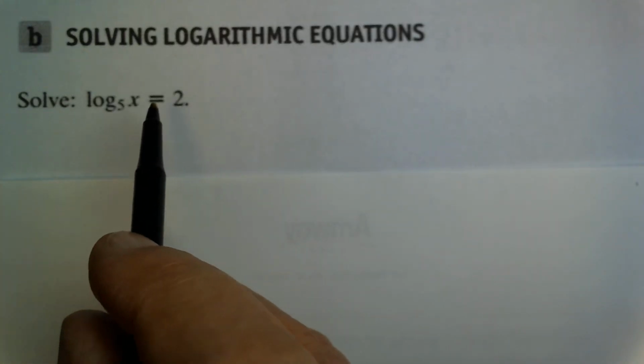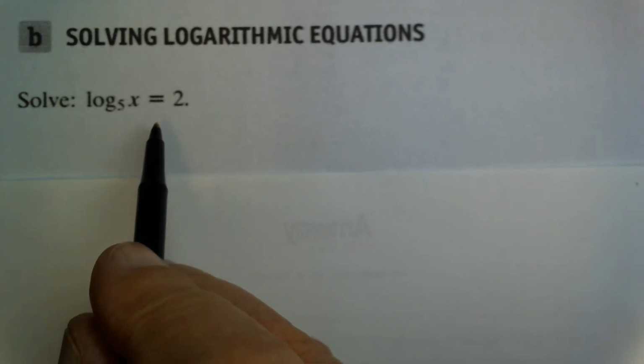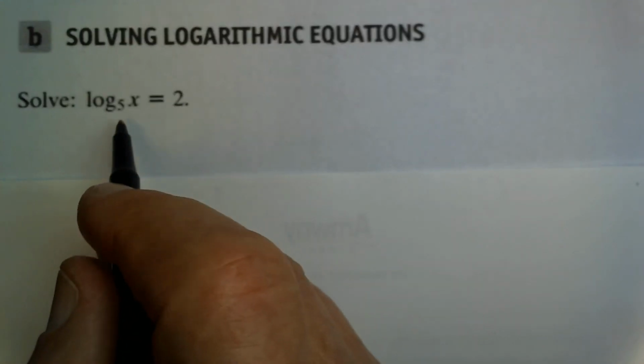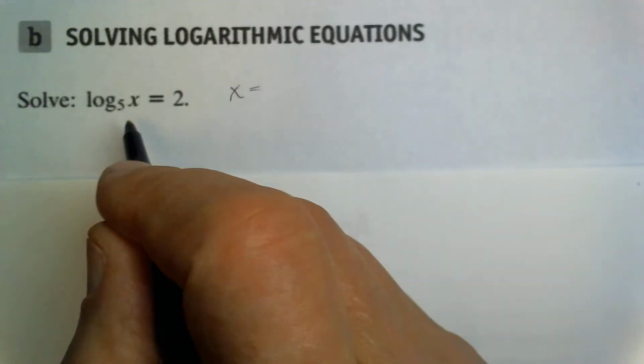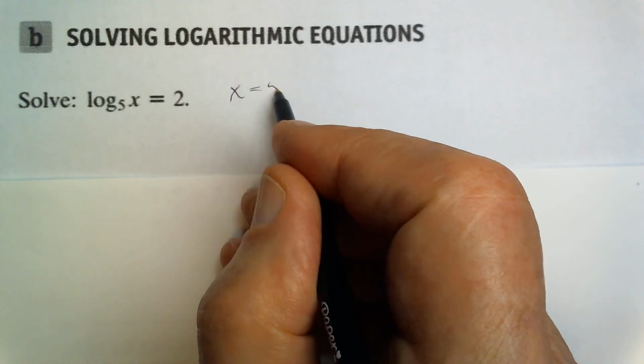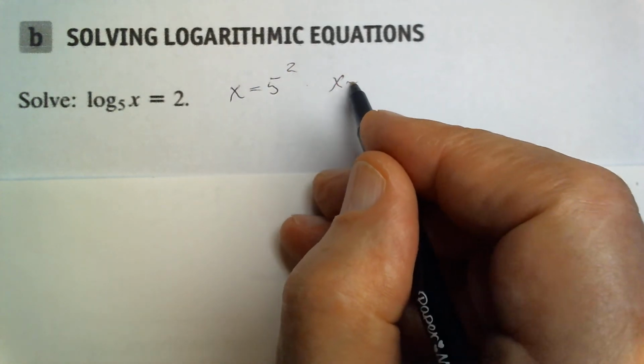Solving logarithmic equations. Solve log base 5 of x equals 2. Remember the basic definition of what this means. This means x equals 5 to the second power. So in other words, x equals 25.